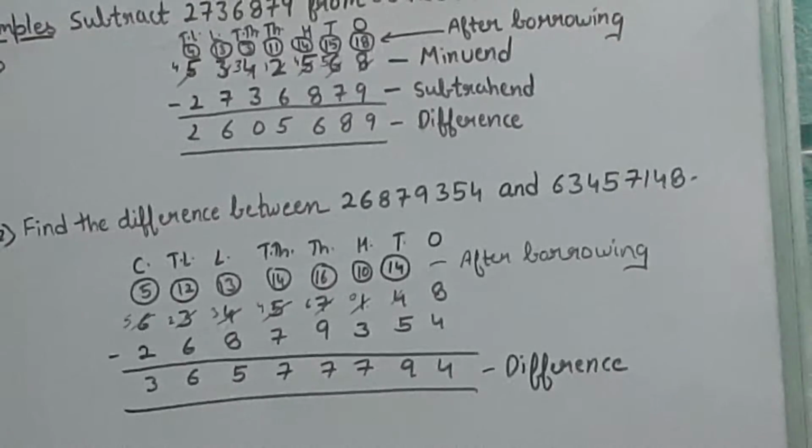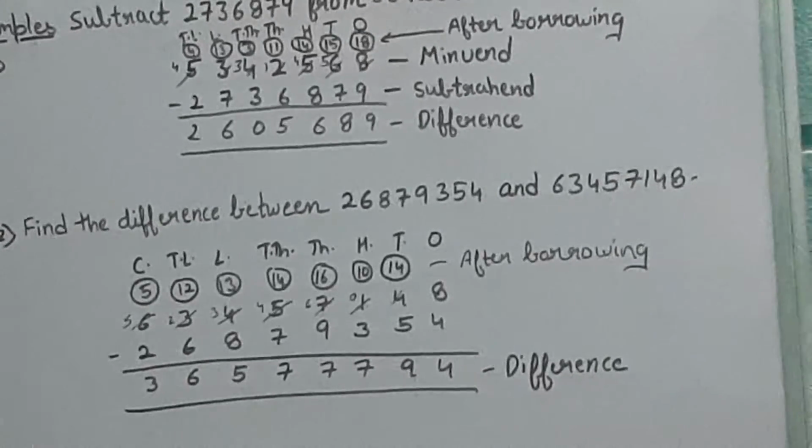So what is remaining after giving 1? 6 is remaining. 6 is smaller and 9 is bigger. So 6 will again borrow 1 from its neighbor, that is from 5. So it comes out 16. 16 minus 9 comes out 7. Okay, now comes the ten thousands place. So here 4 is remaining after giving 1. So 4 will again borrow 1 from its neighbor, that is from the lakhs position, and it will come out 14. 14 minus 7 gives 7.